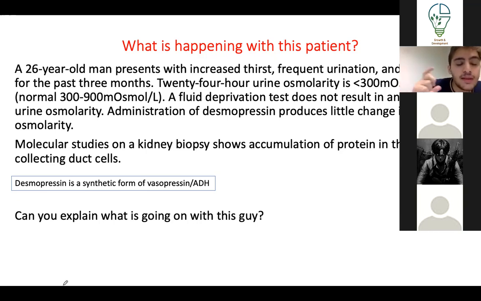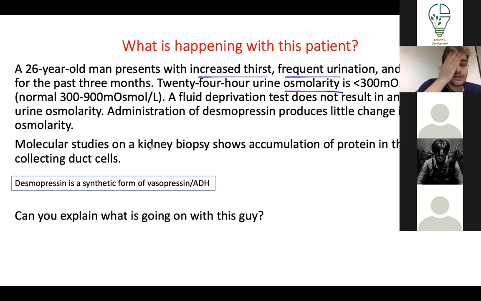Okay, so in that case, what happens is you get a lot of urine, a lot of water in the urine. So that explains his symptoms: increased thirst, frequent urination, nocturia, which is waking up to urinate, and it explains the osmolarity. So osmolarity is the amount of salts in urine, or the concentration of salts, and it's less than 300, which means that it's highly diluted due to the extra amount of water. That explains his symptoms.